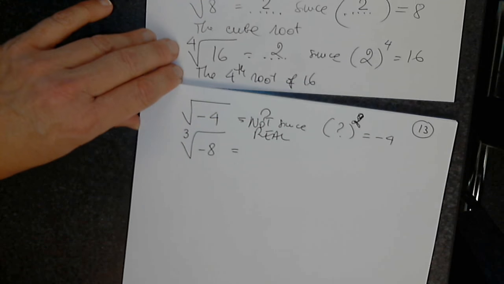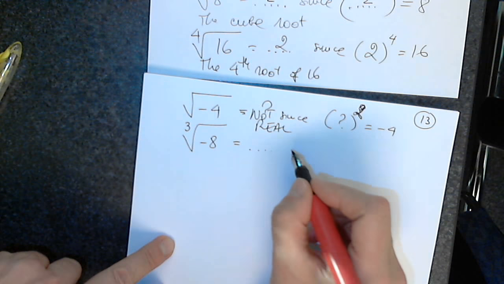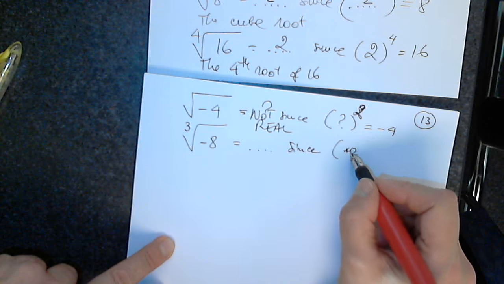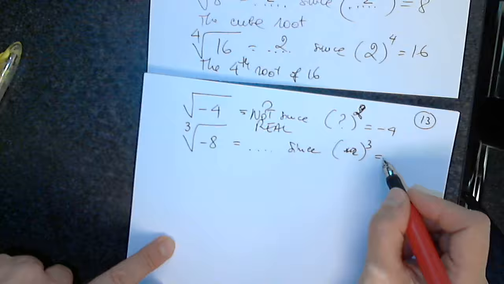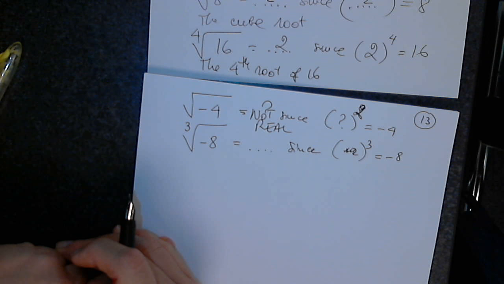What about the cube root of negative 8? So dot dot dot, since negative something to the third power is negative 8. Is there a number that I can raise to the third power to get negative 8? Negative 2. So negative 2 times negative 2 times negative 2 is negative 8. So this is our first note.